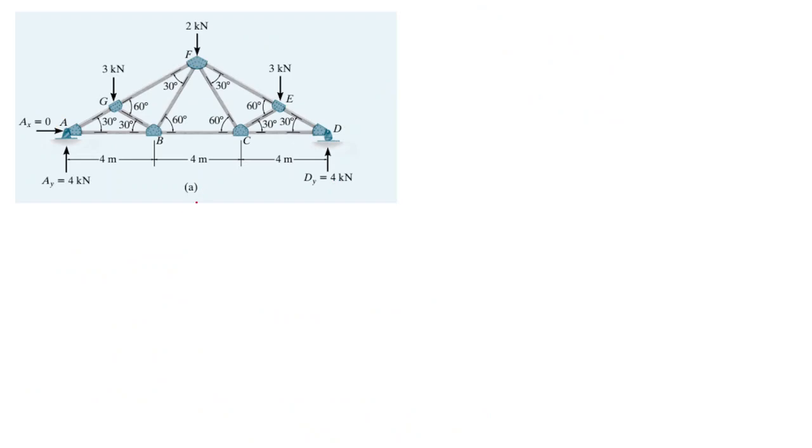So we can start from looking at this structure from joint A. We consider joint A. This is joint A. So we see we have a 4 kilonewton force coming into the joint.